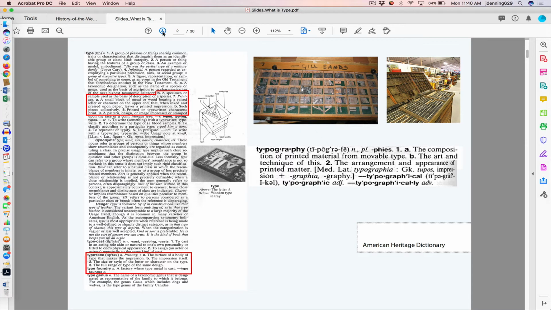There are several definitions for typography. The composition of printed material from movable type is one, and the art and technique of this, or the arrangement and appearance of printed matter. So, those are the definitions if you look in a dictionary. And typography is more than that, though.